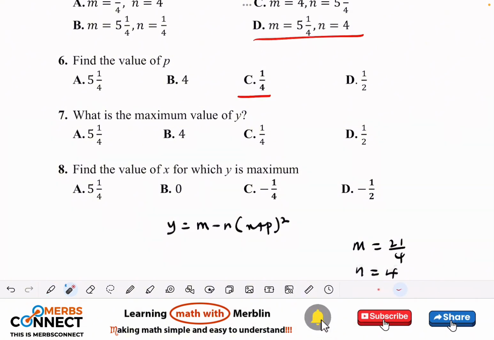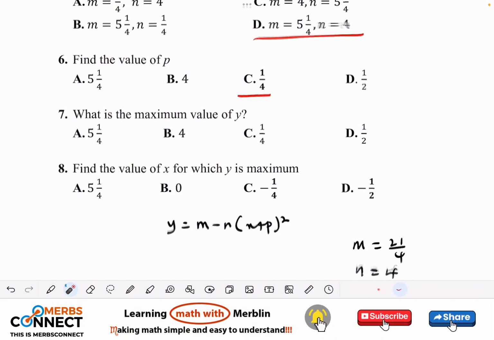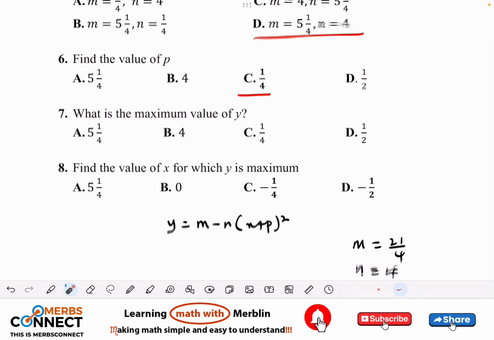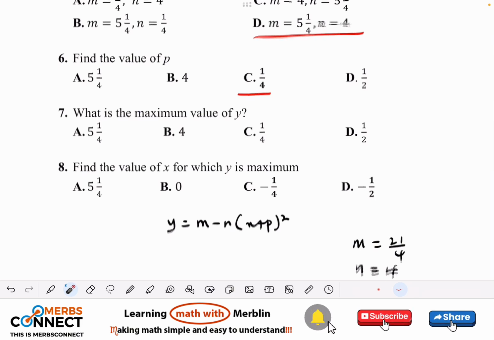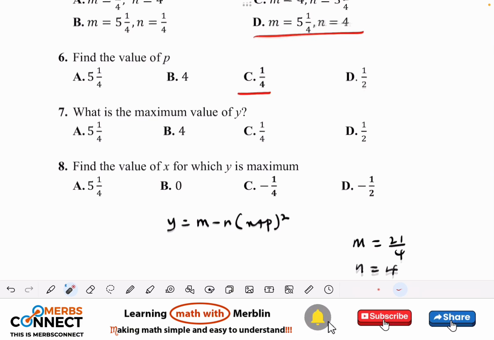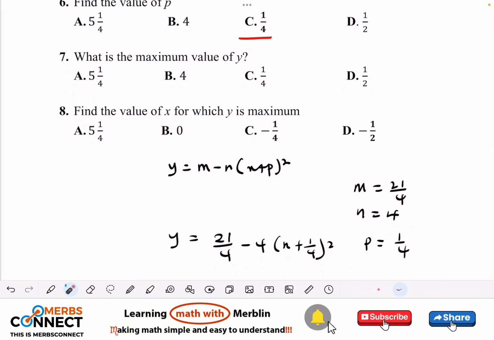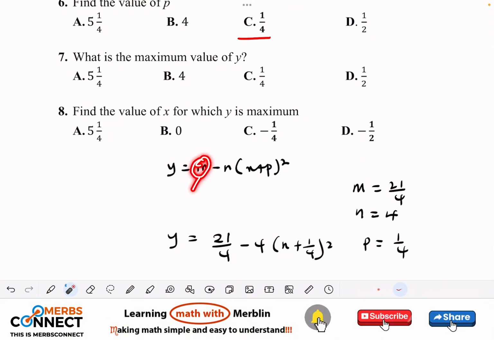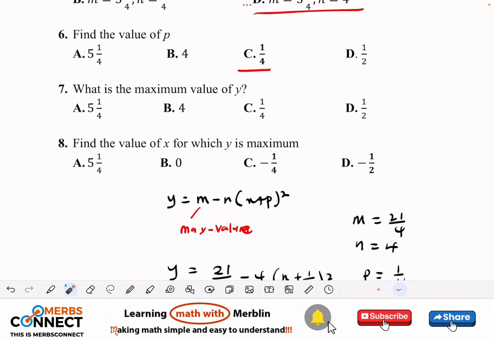The question is, what is the maximum value of y? For question 7, what is the maximum value of y? So remember, the maximum value of y is actually the m here, right? This is the maximum value. This is the max value. So we know that m is 5 whole number 1 over 4. So this becomes the max value, which is m. So we have the m right here, right?